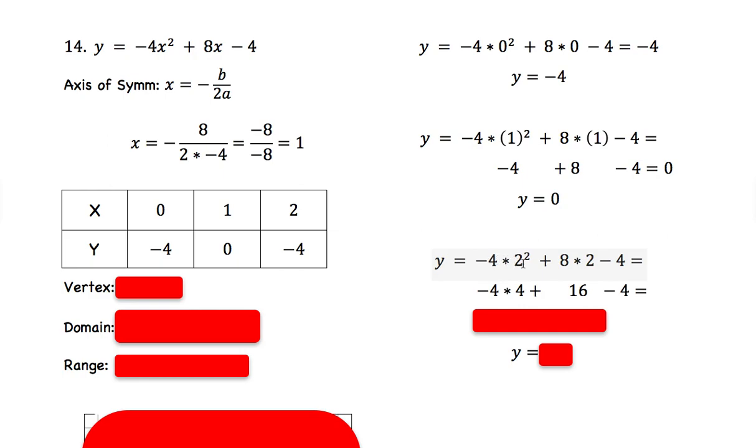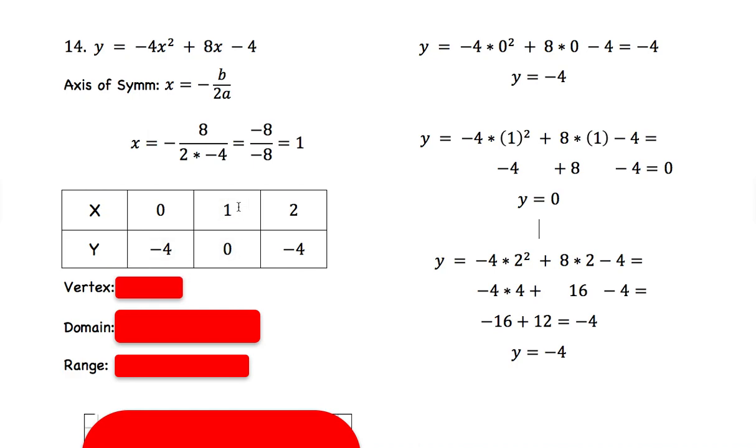So -4 times 2 squared plus 8 times 2 minus 4. We get -4 times 4, which gives us -16, excuse me. 8 times 2 gives us 16 minus 4. 16 minus 4 is 12. -16 plus 12 gives us -4. So when x is 2, we also get a -4.